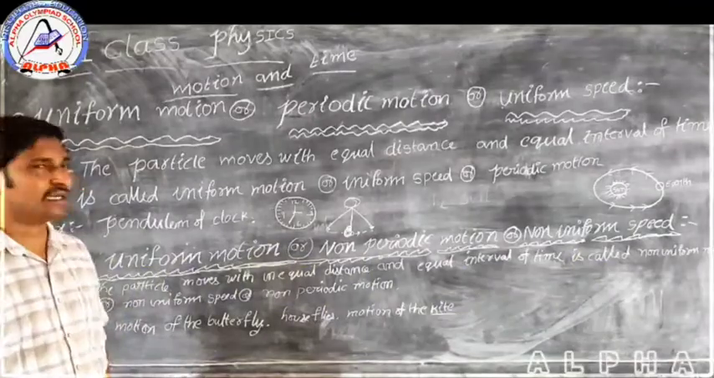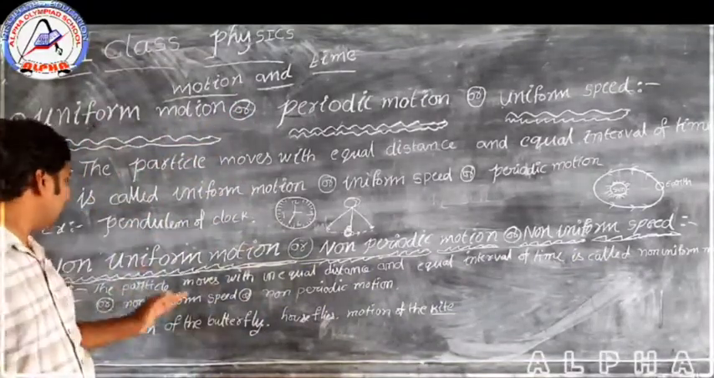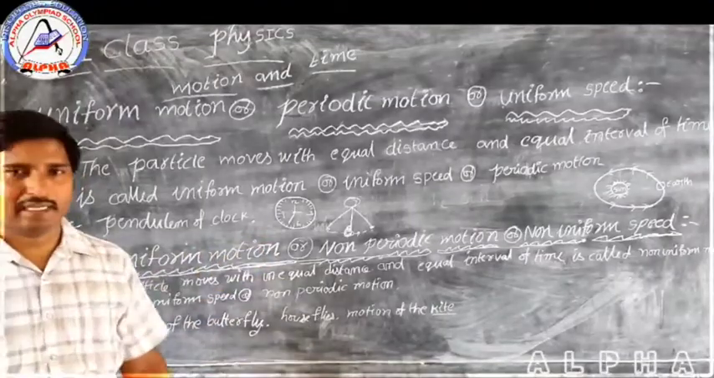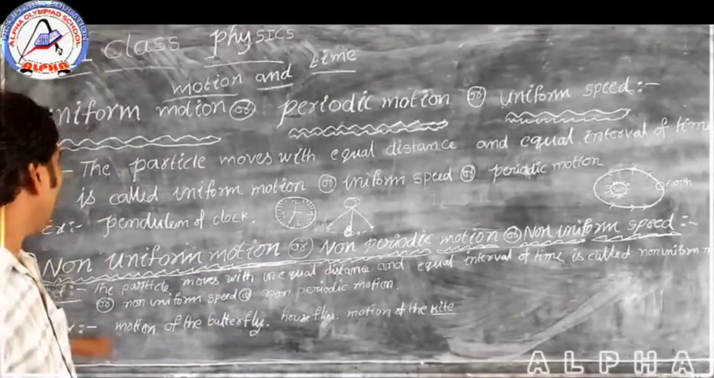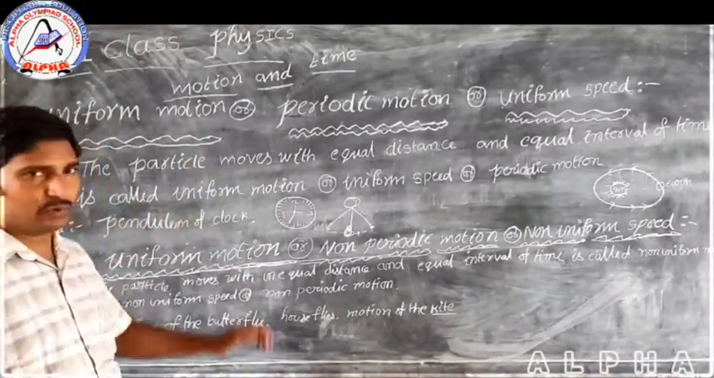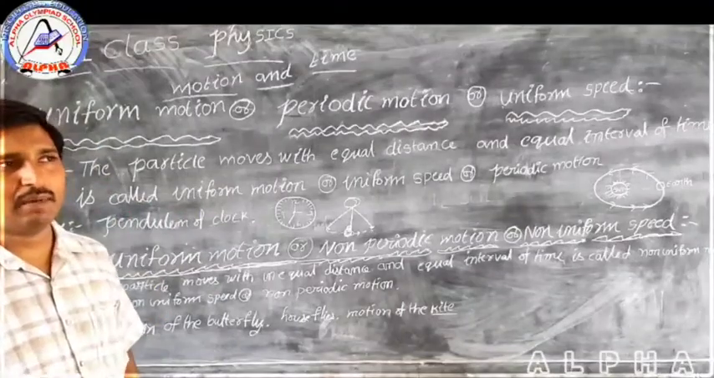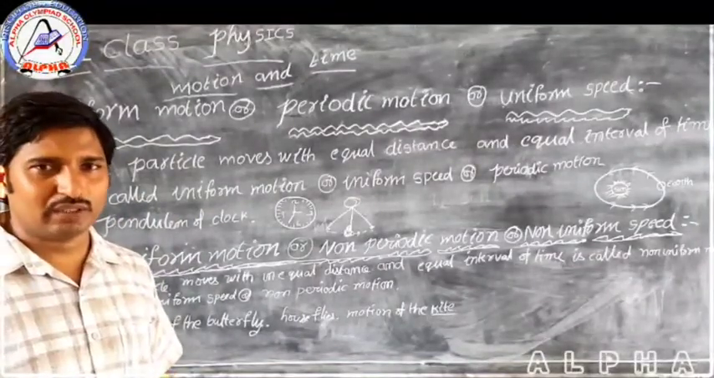Discussing the further topic, motion. Here, uniform motion and non-uniform motion are the terms. Now, today we are discussing the topic of uniform motion and non-uniform motion. What is meant by uniform motion and what is meant by non-uniform motion?